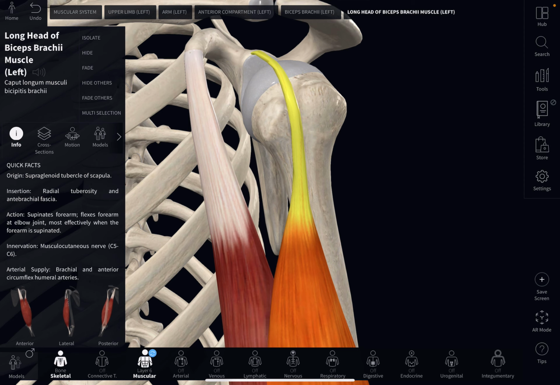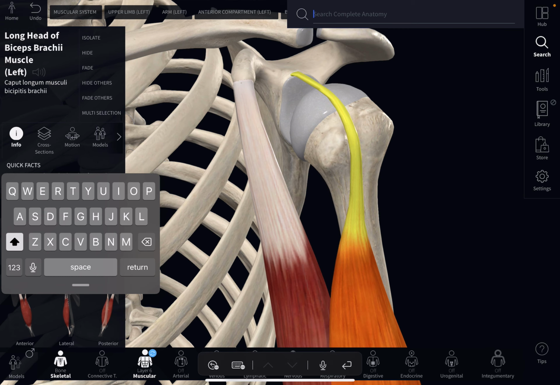Here we also have the ascending branch of the anterior circumflex humeral artery running in this bicipital groove. Let us look for this artery.